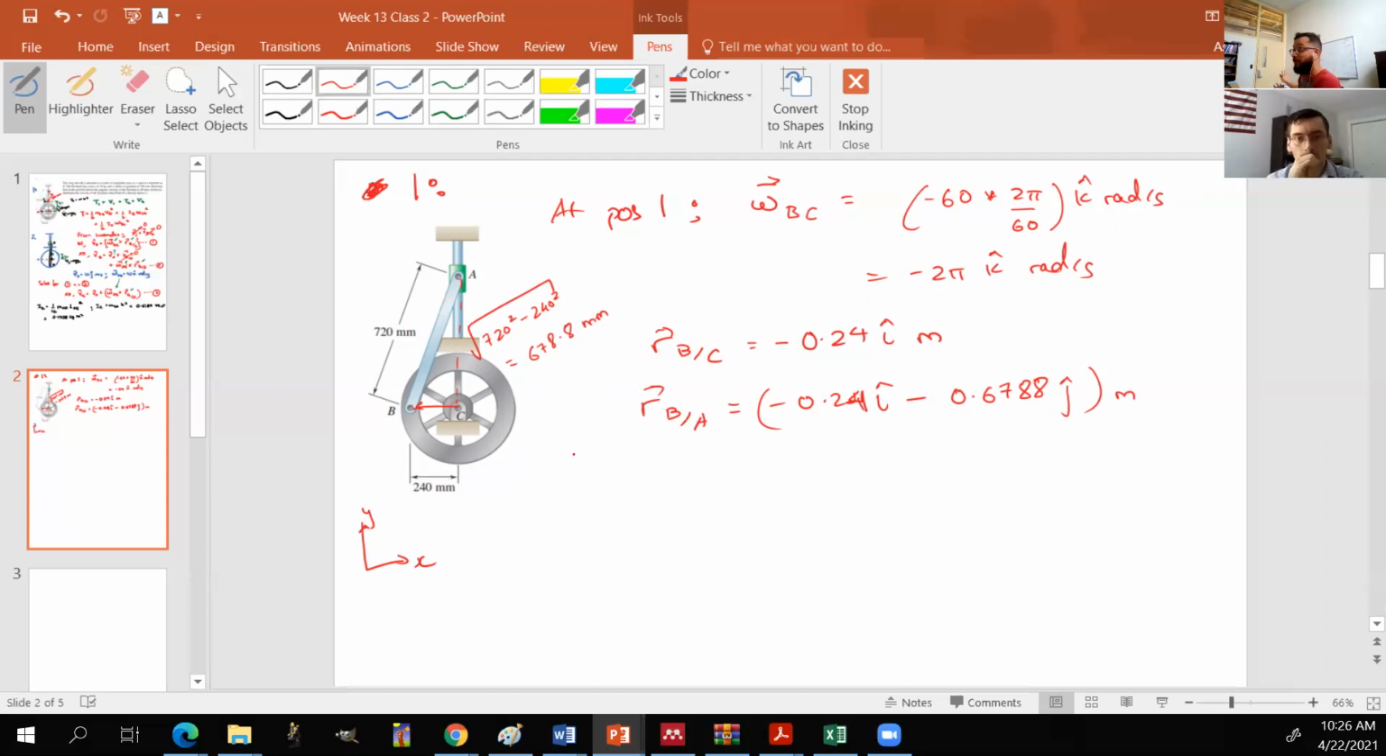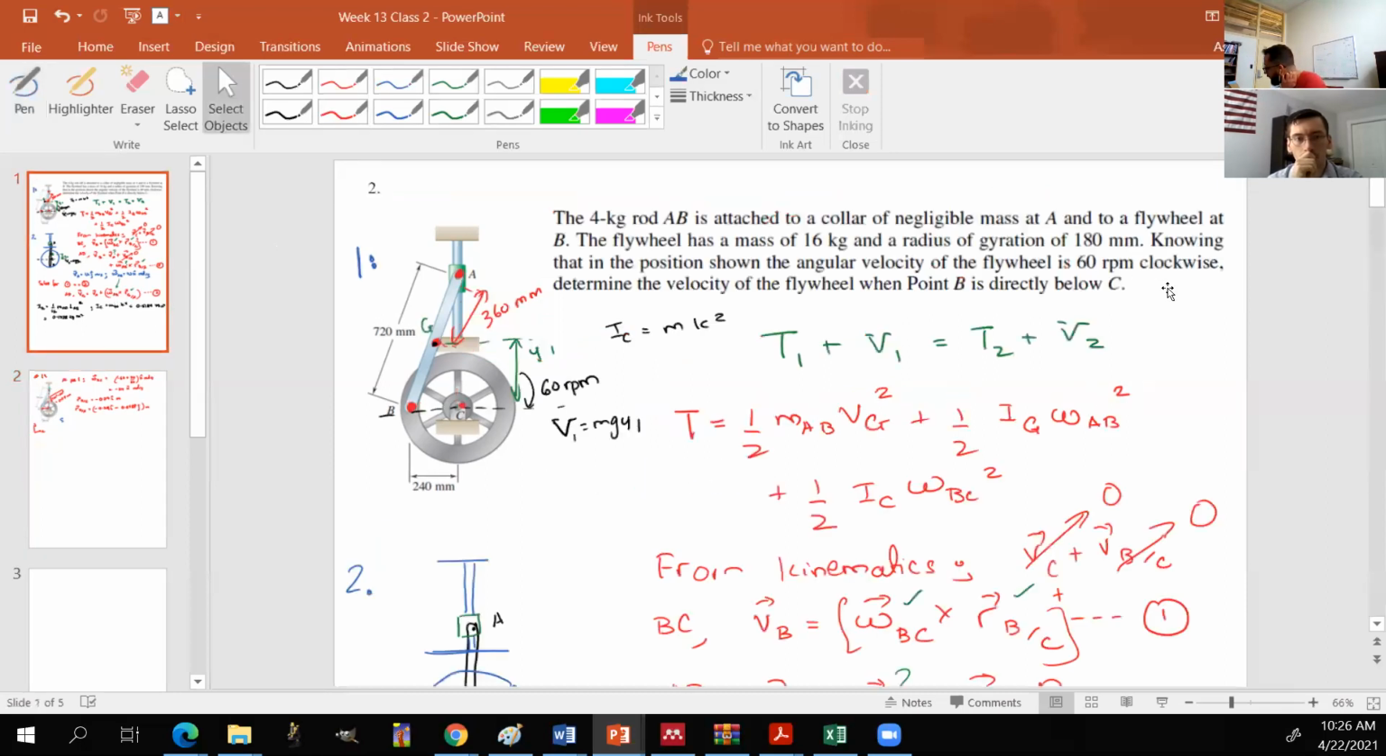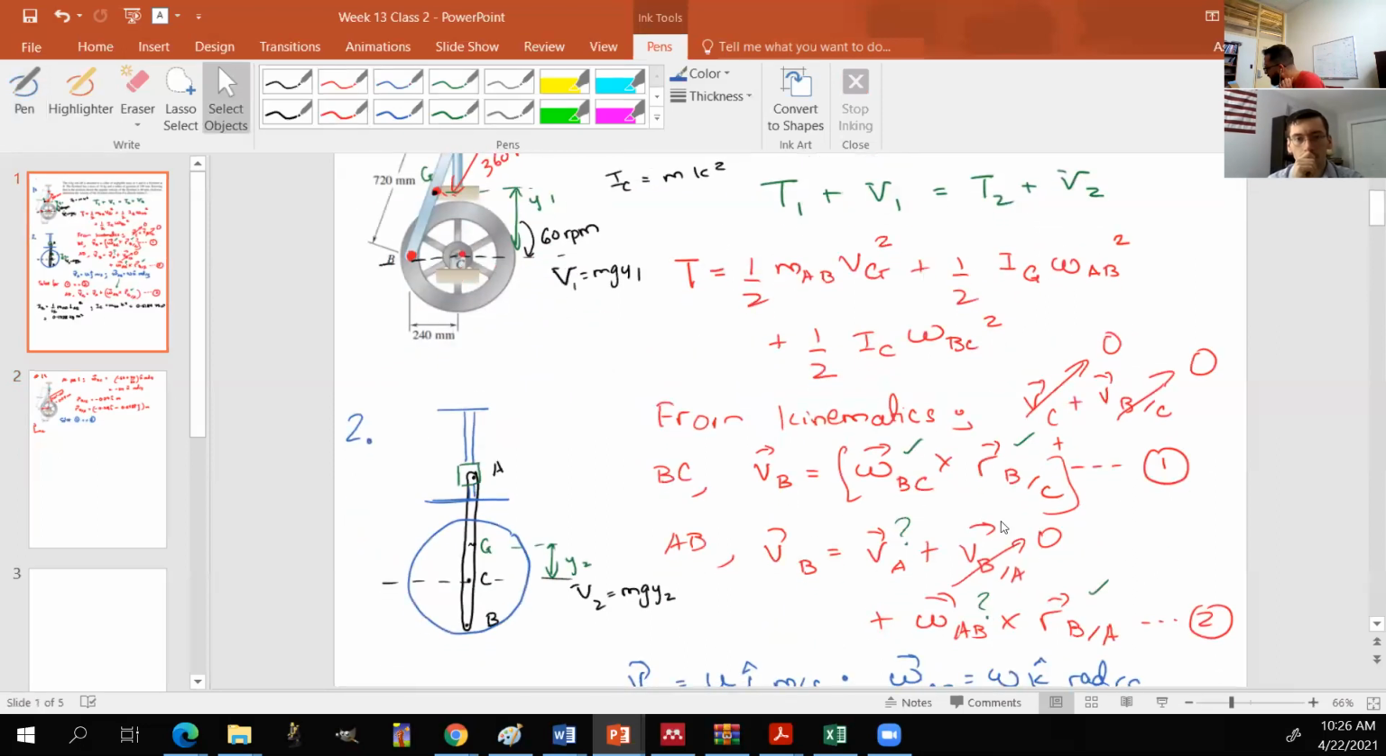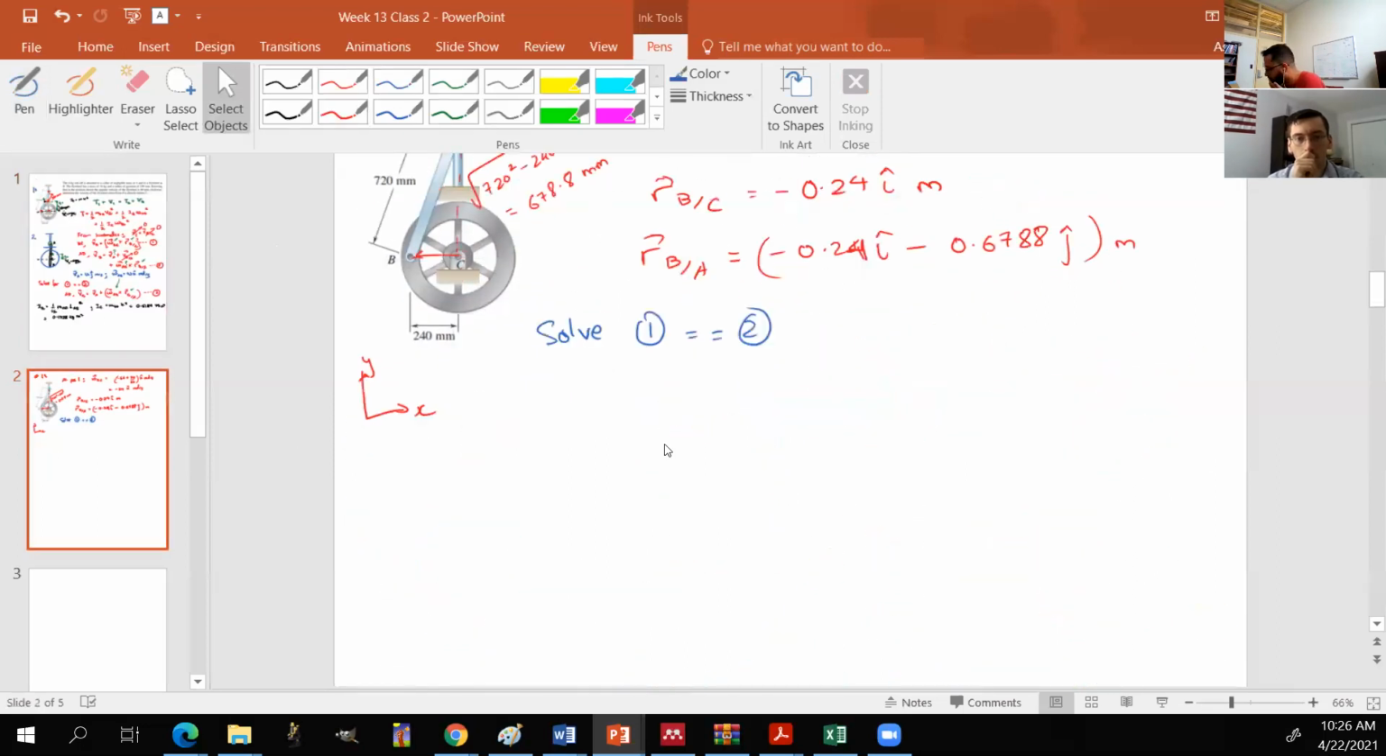The Mathematica notebook has already been posted online, so I'm just going to tell you what we get. Solve equation 1 equals equation 2, which is basically this expression for BC and this expression for AB. And you end up getting that at this particular position, omega AB is equal to 0, and VA is equal to 1.50796 J hat meters per second.